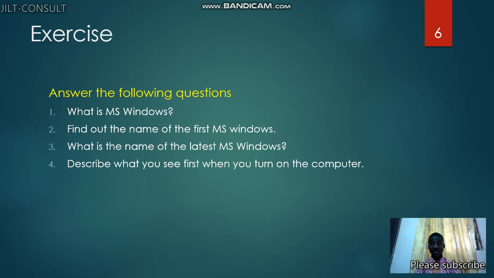Good. Now you have done that. Submit your answers to me. I'll check for you and give you the answers. And I'll give it for you now. But I'll give you number 4. Describe what you see first when you turn on the computer. What you see first is the Windows. You see the desktop. When you turn on the Windows, you see the Windows icon. You see the welcome screen. After the welcome screen, then you see your desktop. That's what you see. Good.